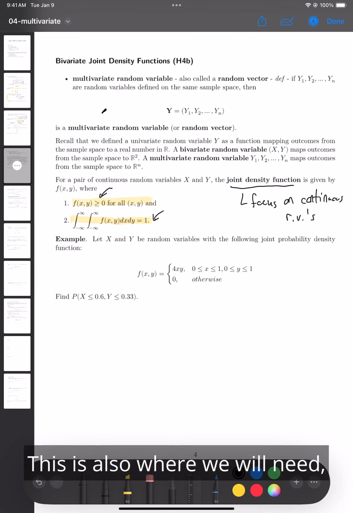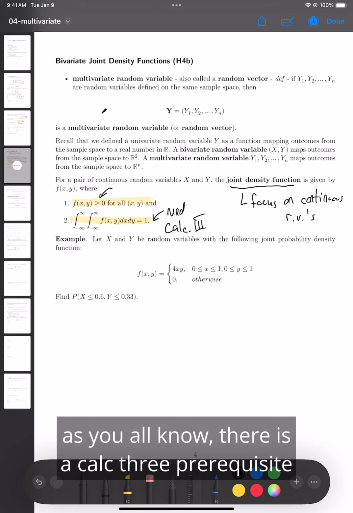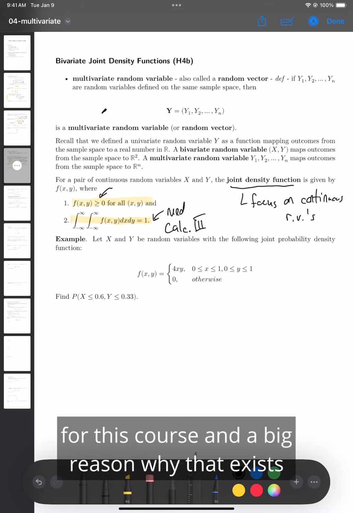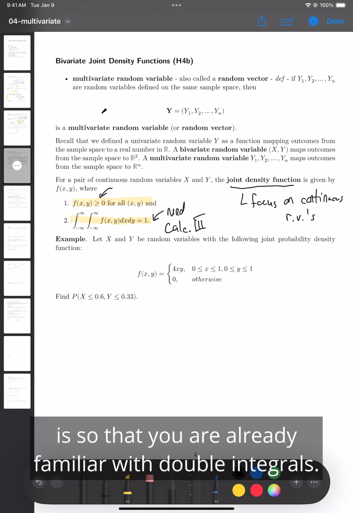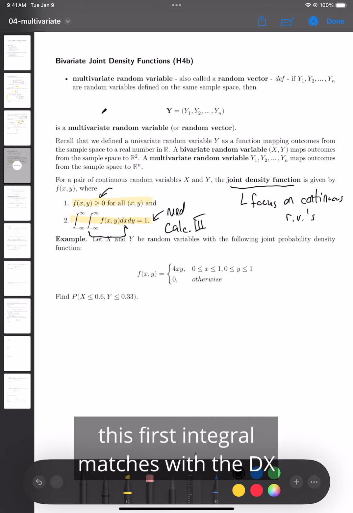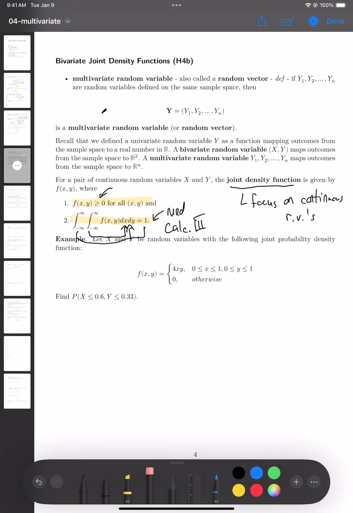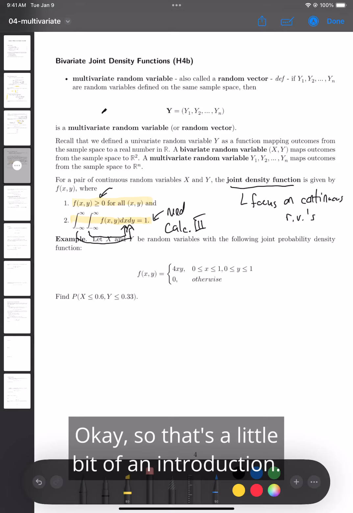This is also where we will need, as you all know, there is a Calc 3 prerequisite for this course, and a big reason why that exists is so that you are already familiar with double integrals. So essentially, a quick review, this first integral matches with the dx, and then this outside one matches with dy. Okay, so that's a little bit of an introduction.